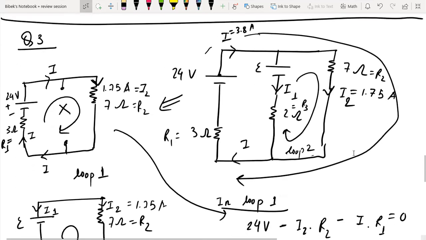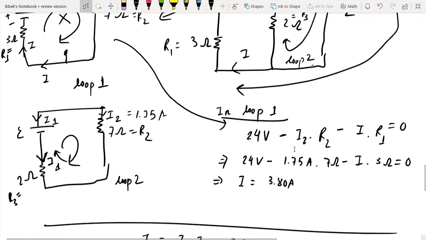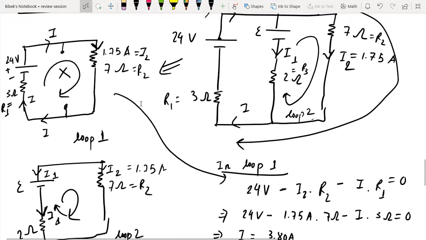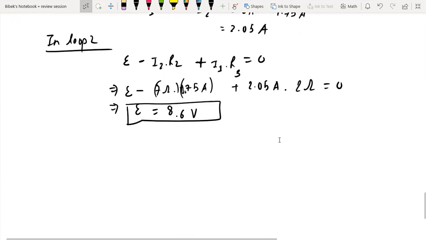You can also choose this one to be your loop 1 and do it, but that's going to be a lengthy process. Okay, but it will give you the same answer. If you choose loop 1 to be this and loop 2 be this, or loop 2 to be this one and this bigger outer loop to be loop 1. You can choose any loop you want, but this is the general trend. So that's your unknown EMF.